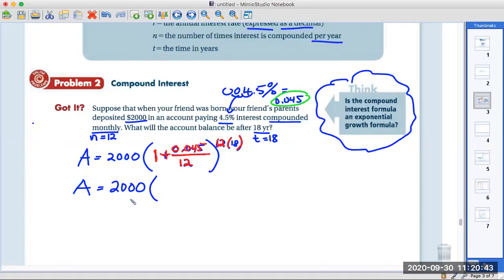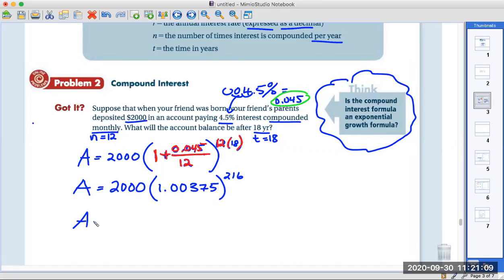The parentheses turn into 1.00375. Please do it yourself. Try this. It might take you a few minutes. You've got to figure it out. 12 times 18 is 216. So my exponent here is 216. Now put all this in your calculator.